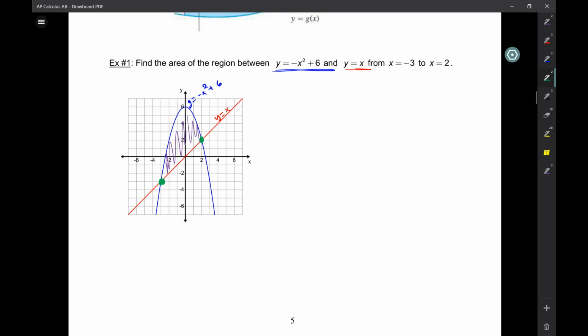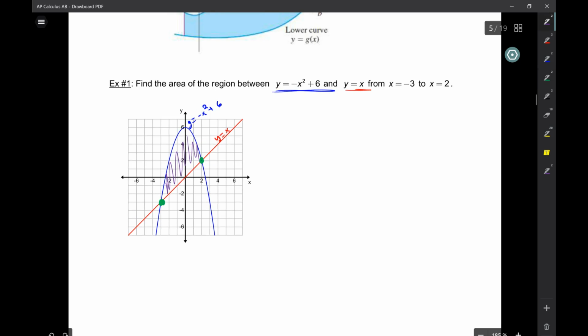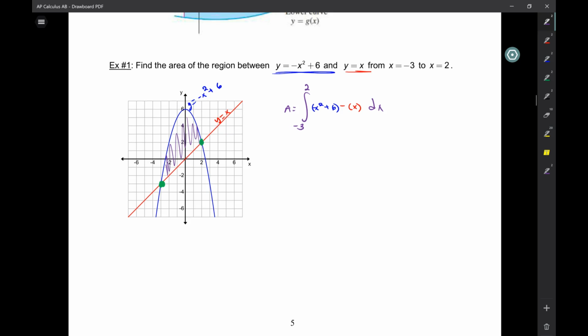Okay. So now the area is going to be the integral from the leftmost point of intersection to the rightmost point of intersection. So from negative 3 to 2 of the upper minus the lower. And what's the upper? Negative x squared plus 6 minus the lower dx. We're lucky because the lower function is just y equals x, but if it's another function, make sure you put the parentheses because there's distributing involved. Okay, let's quickly do this by hand.